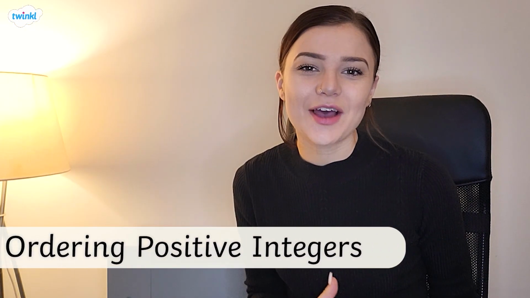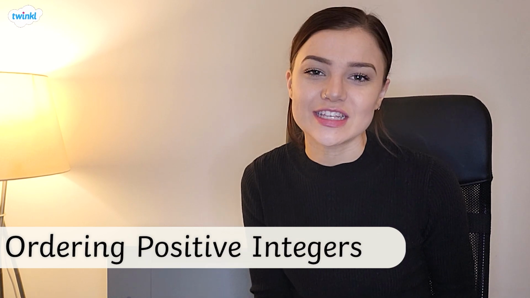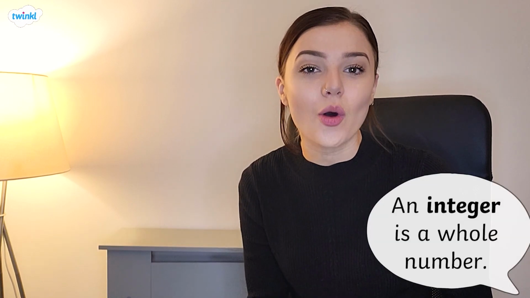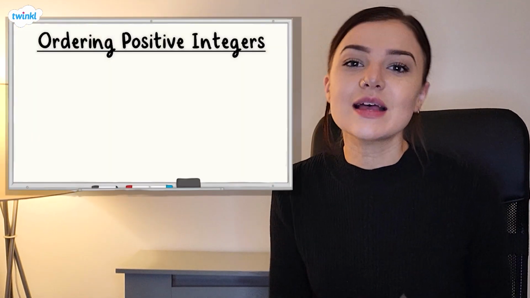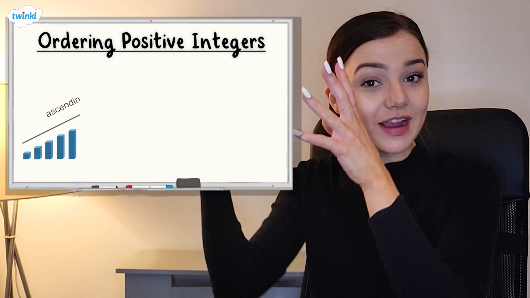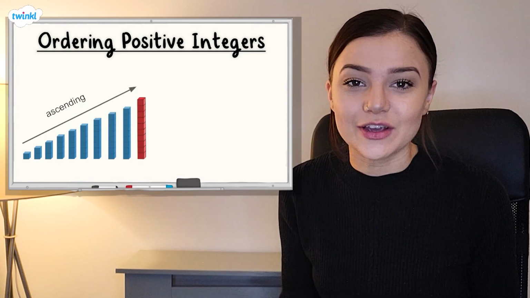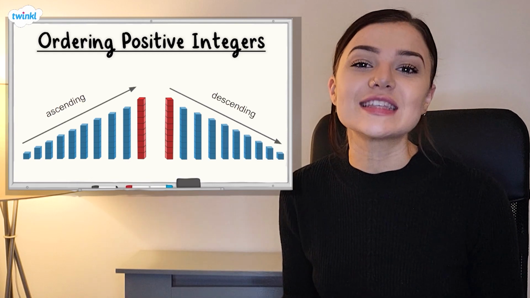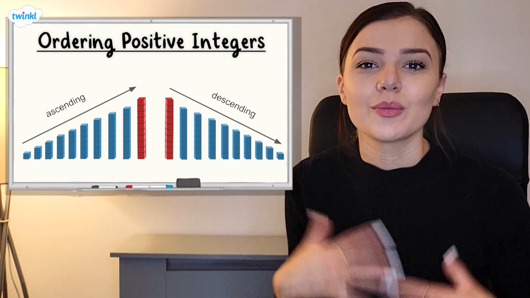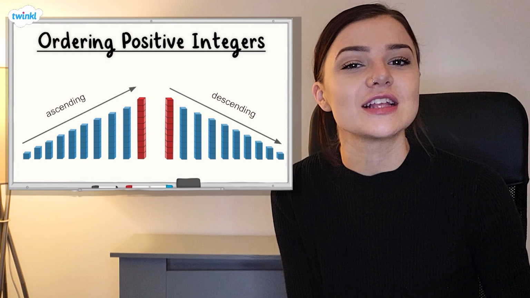This video is here to help you when ordering positive integers. Remember, an integer is a whole number. When we're ordering numbers, we're comparing their values and we're putting them in an order based on this. Sometimes we order numbers from smallest to greatest, and we call this ascending order. Sometimes we order numbers from greatest to smallest, and we call this descending order. When we order numbers, we can use the place value chart to help us.